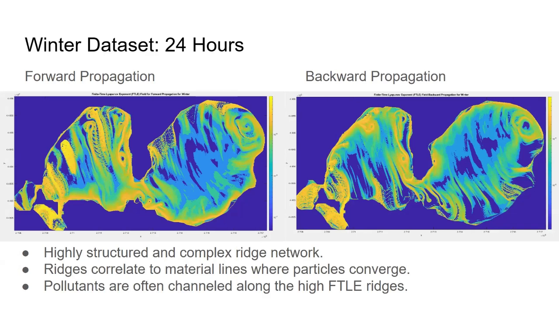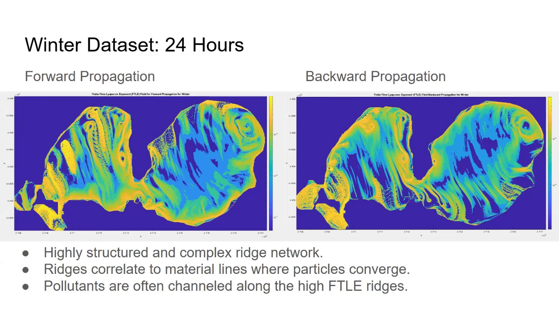Now we're moving on to our final data set for the winter, of 1 hour intervals with the forward and backward propagations. These are well-developed attracting and repelling structures with a complex ridge network. Ridges correlate to material lines where particles converge, and that would be for the backward propagation, and pollutants are often channeled along the high FTLE ridges.